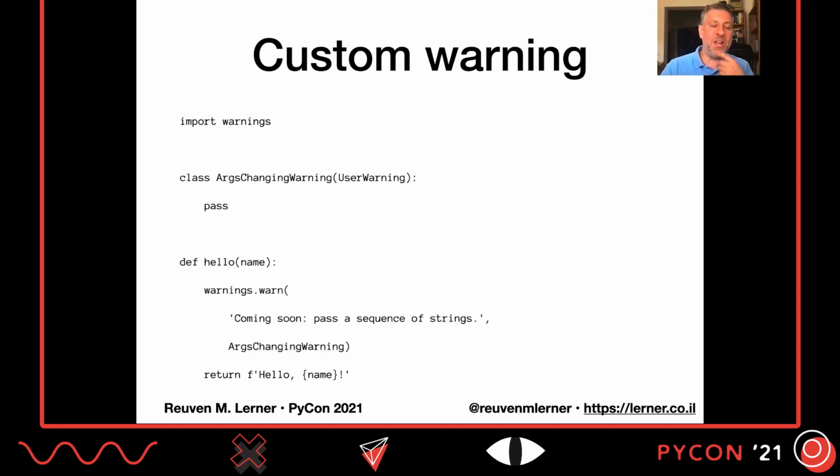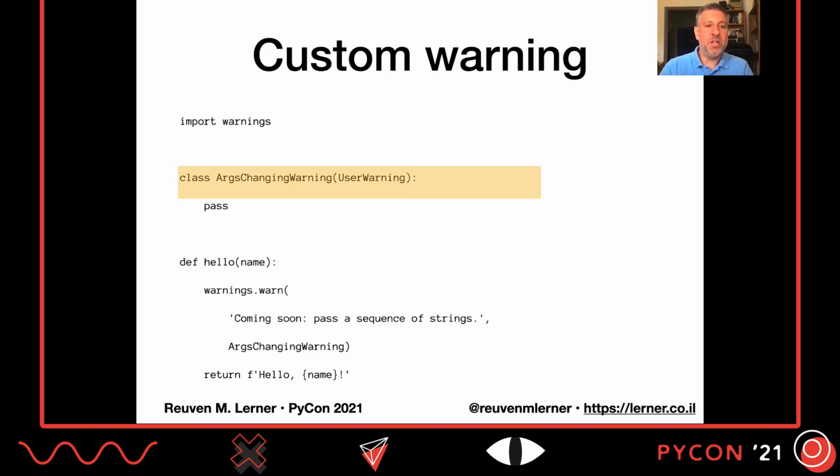So let's see how that could work here. I'm going to create my class, as I said, class ArgsChangingWarning, which inherits from UserWarning. And then what are the contents of my class? Nothing, just pass. Why? Because I don't really want to give any content. The warning is not useful as a class I'm going to instantiate and then call a method on, and I don't need to store any additional state. I just want to be able to distinguish it from other warnings.